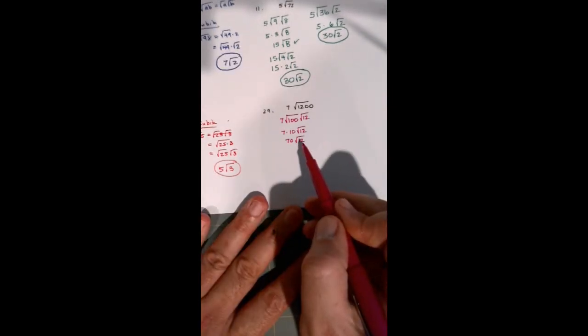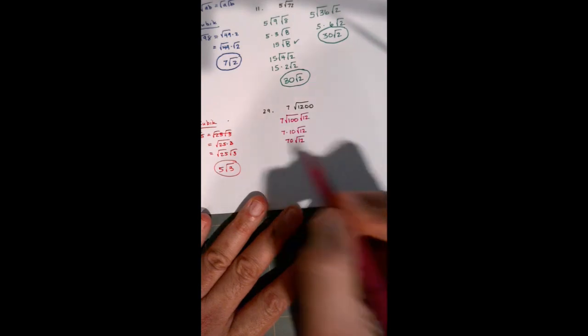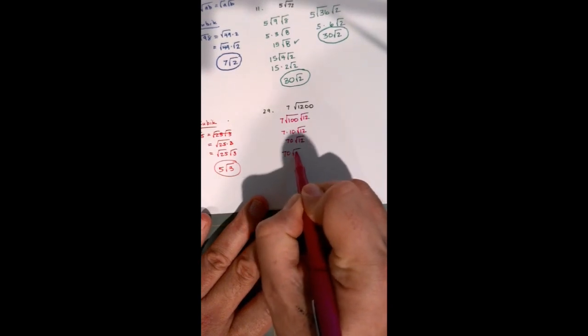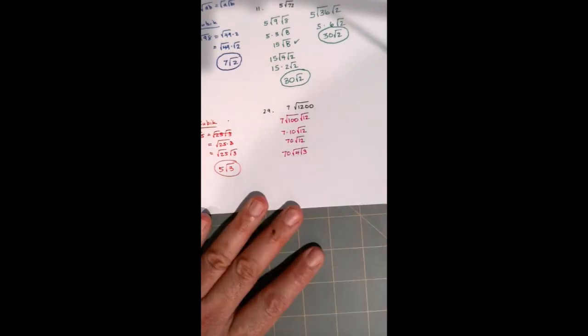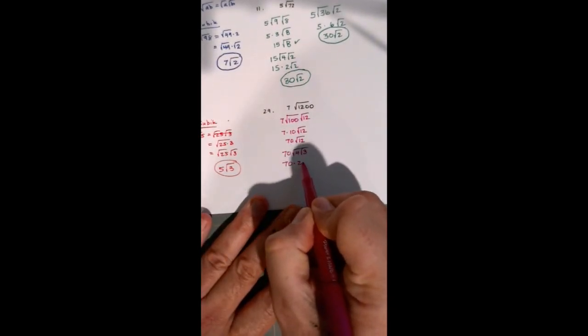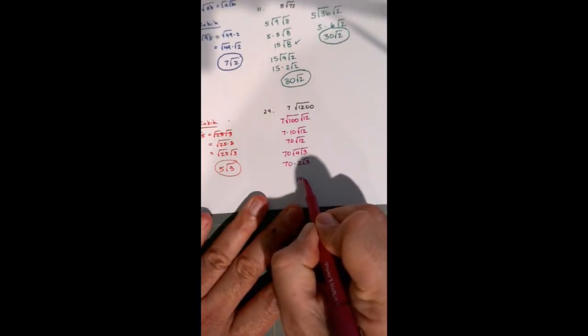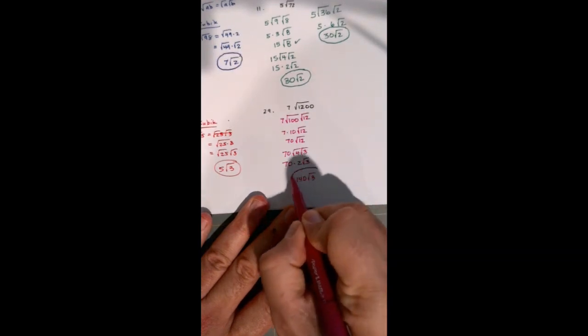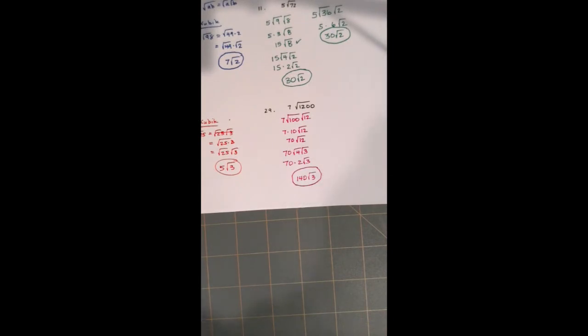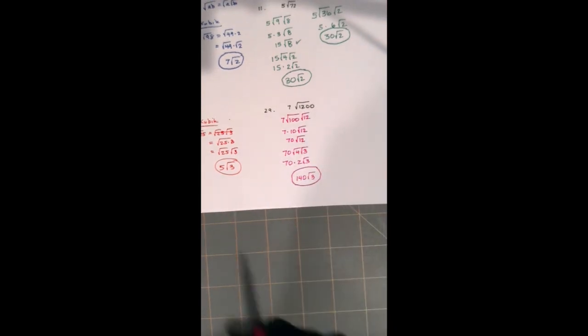Now, I haven't done one of these, but I know that there's a perfect square that's still in root 12. And that would be 4. So this would be 70 times root 4 times root 3, which is 70 times 2 root 3, which is 140 root 3. I can't even begin to tell you how cool I think this is. So 7 root 1200 is equal to 140 root 3.